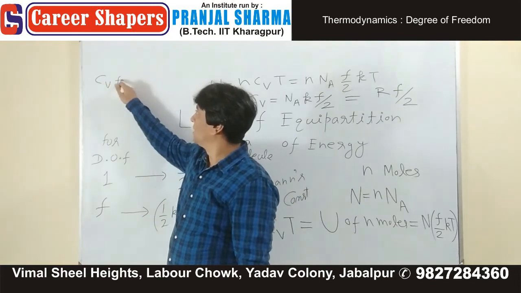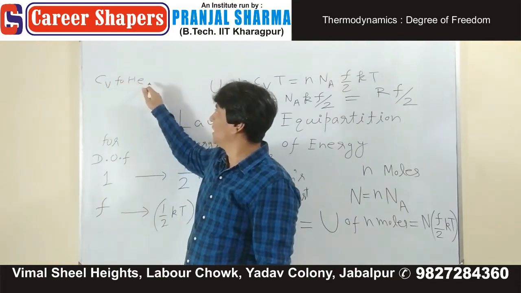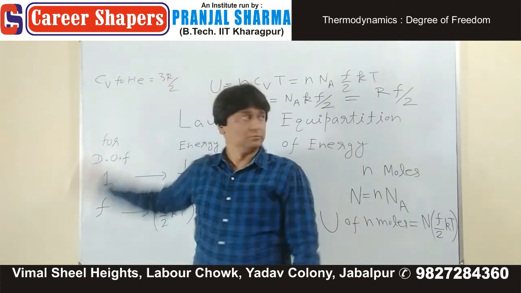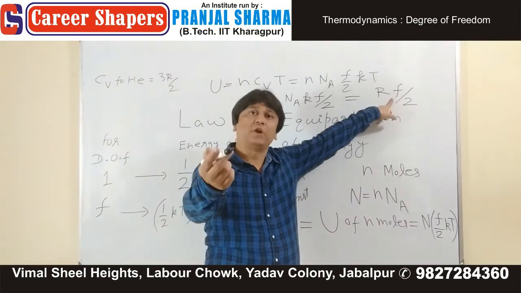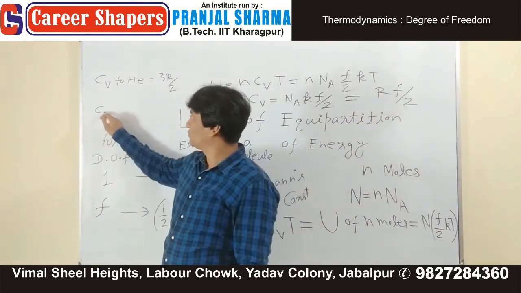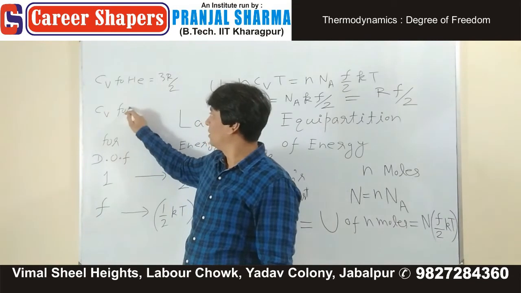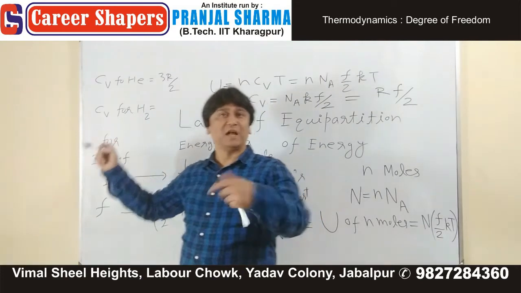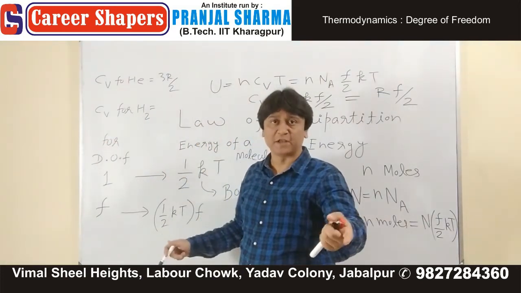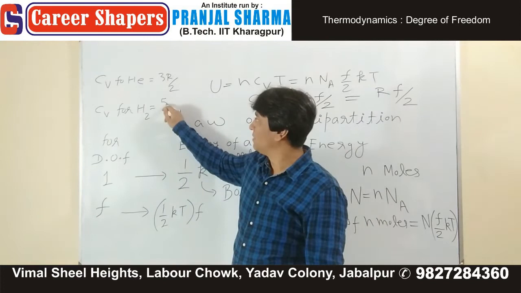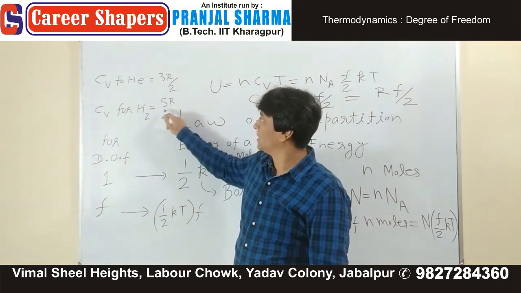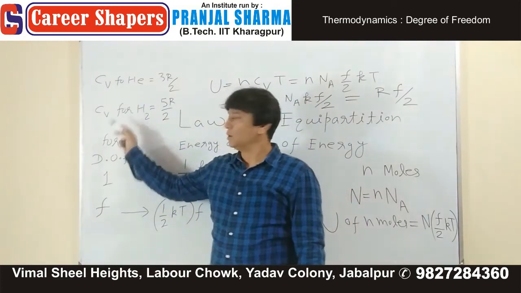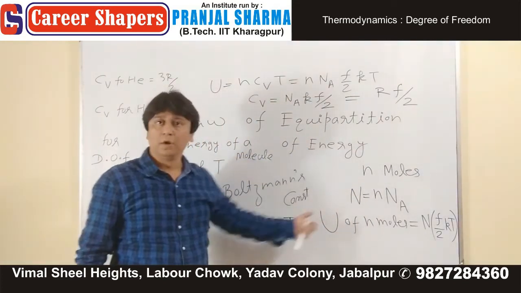for helium? If somebody says find out Cv for helium, we'll say 3R by 2. Degree of freedom is what? 3. If somebody says what is Cv for hydrogen, if they mention nothing, there are no vibrations present, and therefore degree of freedom is what? 5, and the answer is 5R by 2. So we have obtained Cv with the help of this whole analysis.